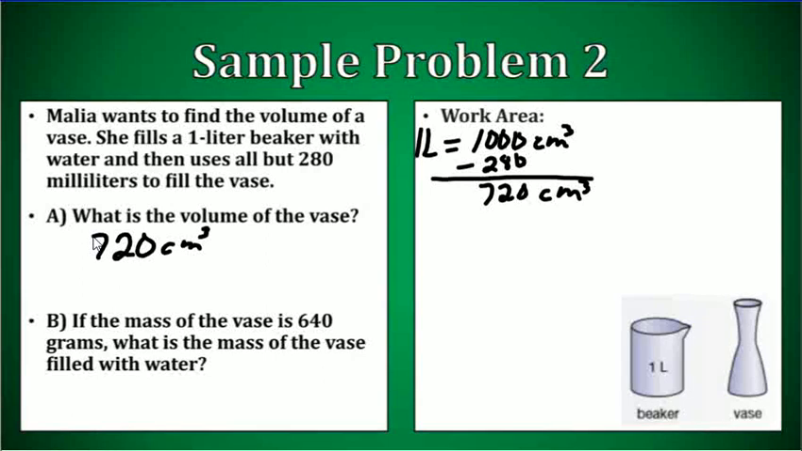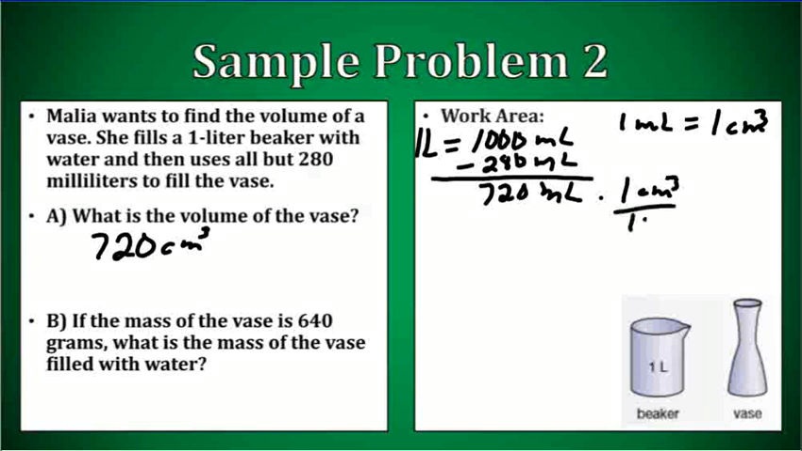And the reason why I went from one liter to the 1,000, technically it would really be 1,000 milliliters, because they use all but 280 milliliters. So this would actually be milliliters, but we know that 1 milliliter is the same as 1 cubic centimeter. So that's why I'd just multiply this by 1 cubic centimeter over 1 milliliter. The milliliters cancel off, and there's your 720 cubic centimeters.